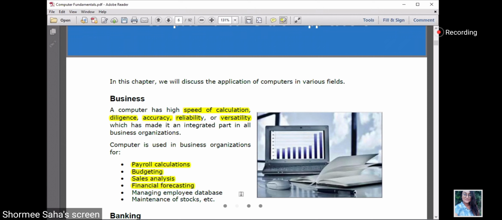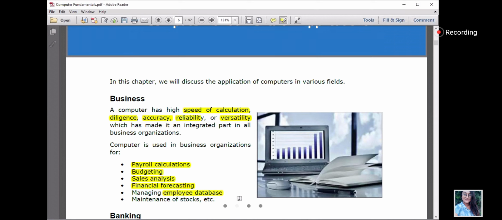Now financial forecasting. You can put your data and you can visualize that data into graphs or bar charts, all these things. Then another thing we have is managing the employee database. Computer helps to manage the employee database, so all the employees have their own database.